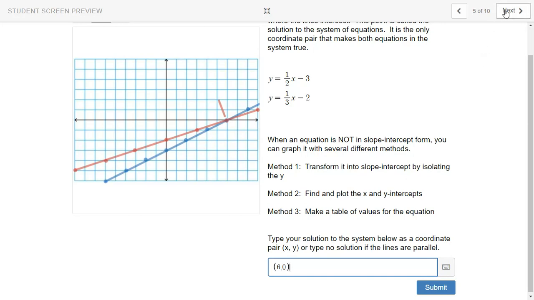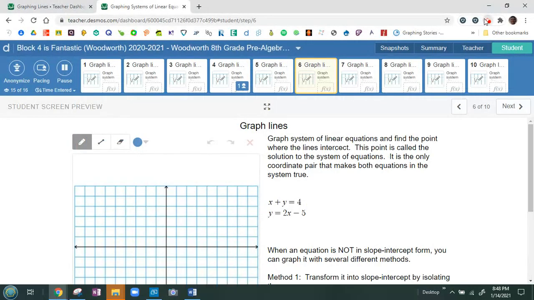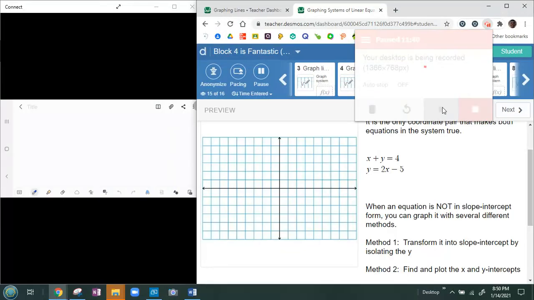And now we're going to switch gears a little bit. We did most of this in class, but this is not in slope-intercept form. The way you know that is because the y is not isolated. So we have to actually find the intercepts. We plug in 0 for y and solve, plug in 0 for x and solve. So what I'm going to have to do is pause for a sec.